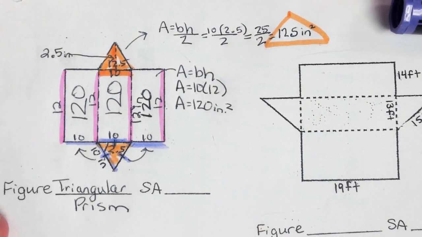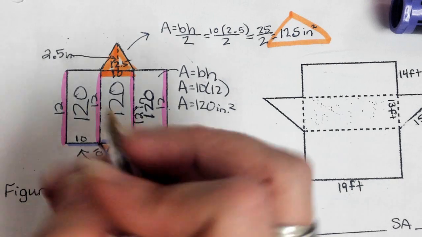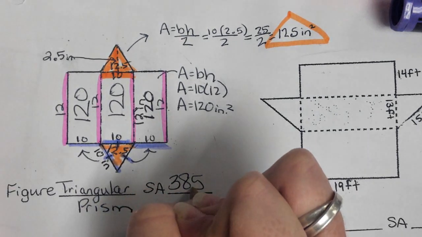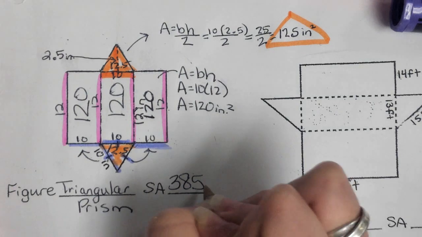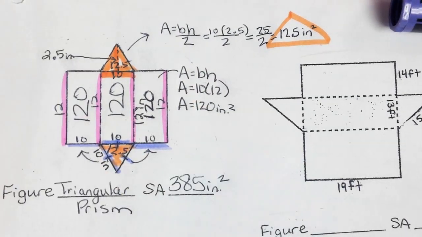Okay. So in the end, we're going to add them all up. Whoops. Not if you don't put it in the calculator, right? $385. Is that what you got? Where am I at? Inches squared. I was trying to read that.